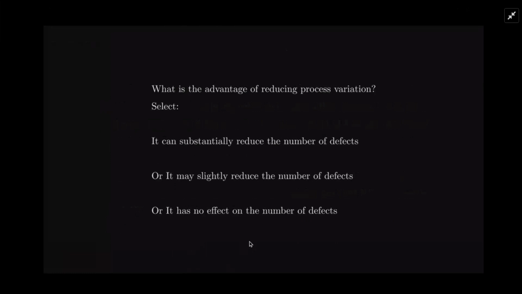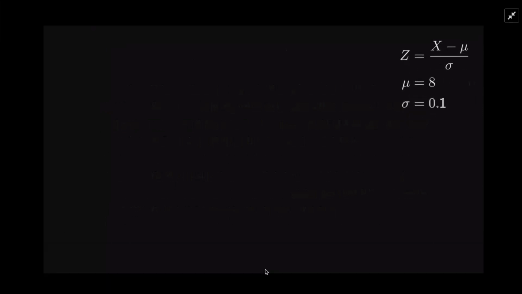Okay, so let's take a look at our particulars here. Okay, Z is a standard normal distribution, and we have our distribution, which I'm going to call X. Now we're going to have to convert our distribution to standard normal, and the way we do that is by subtracting the mean and dividing by the standard deviation. Our first case has a mean of 8 and a standard deviation of 0.1.